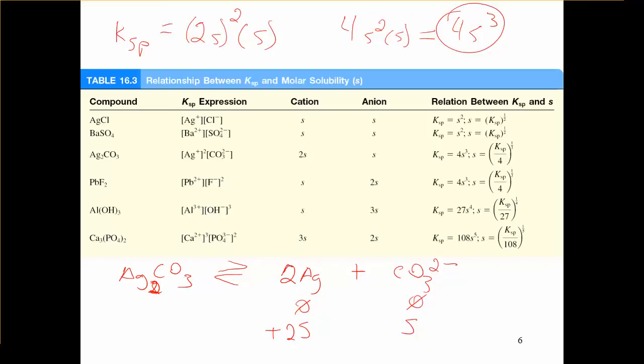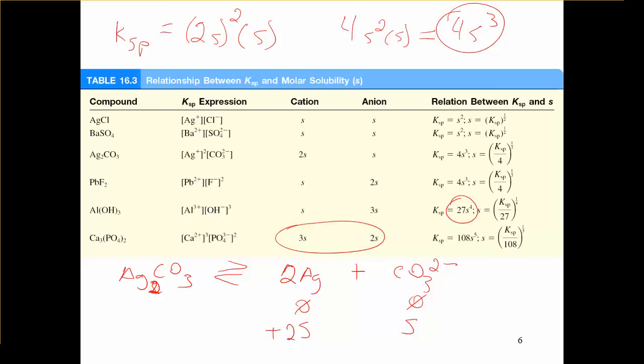Ksp is equal to 4s cubed, and then from your Ksp, you can solve for s. And s is the solubility, the molar solubility. All right, so that's how they're getting all these Ksp expressions here. Same thing here, if one of them is 2s, you're going to get 4s cubed. If one of them is 3s, then it's going to come out to 27s to the power 4. Okay?